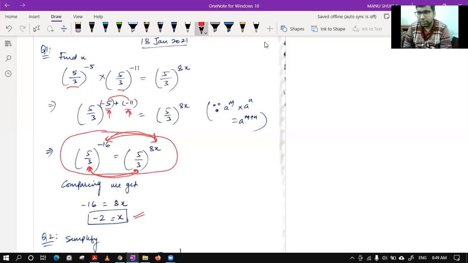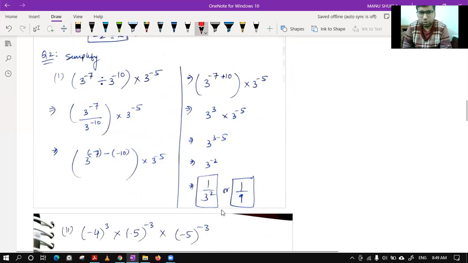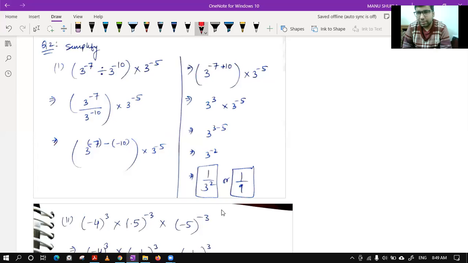Okay, we had to write statements also. At least you have to write that reasons like this. The identity or the formula that you have used, you should mention that at the particular step. So you can see I have used this formula on this side and I have mentioned on the right hand side. That's it. Now question number 2 was simplify.